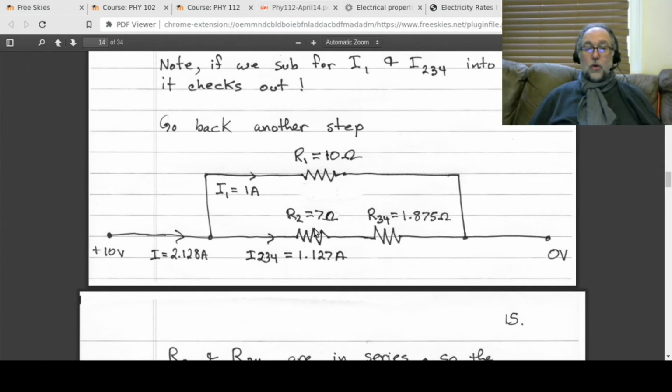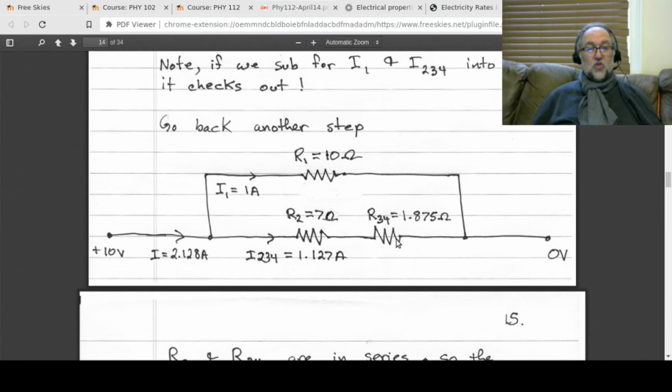So let's take a look here. What do we know about R2? Well, we know its resistance. We know the current through it. And the same thing for R34. We know its resistance and we know the current through it. What don't we know? The voltage. So we can now calculate the voltage drop across R2 and the voltage drop across R34.